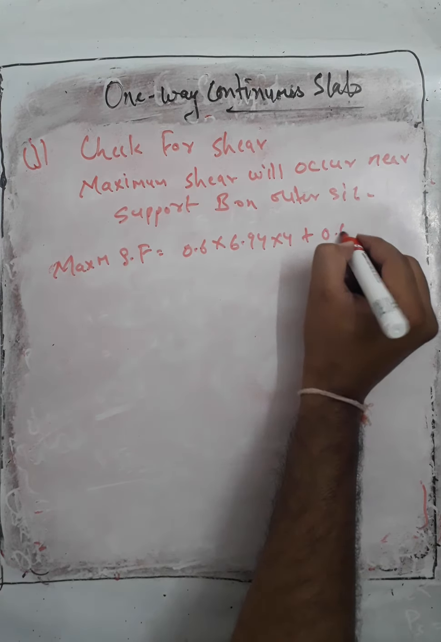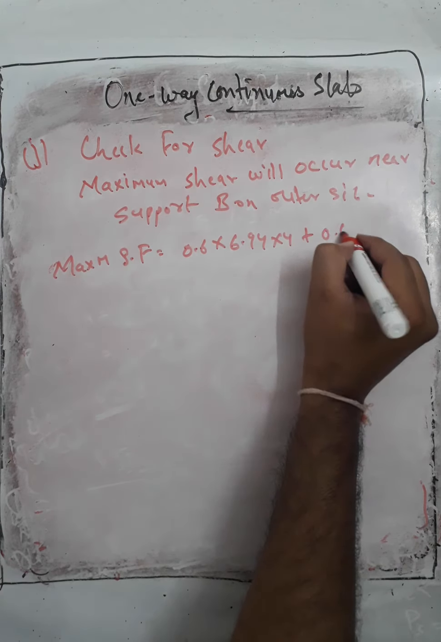We get 31.05 kilonewton. Okay, now we have to find tau V. Tau V is equal to VU upon BD. So VU is 31.05 into 10 raised to the power 3 divided by 1000 into 120. Here we get 0.258 Newton per mm square. Okay, now you have to check this value is not greater than tau C max, and you have to check this value is also not greater than tau C, because if this value is greater than tau C, then you have to design the shear reinforcement. So for that you have to check this value is greater than tau C or less than tau C.